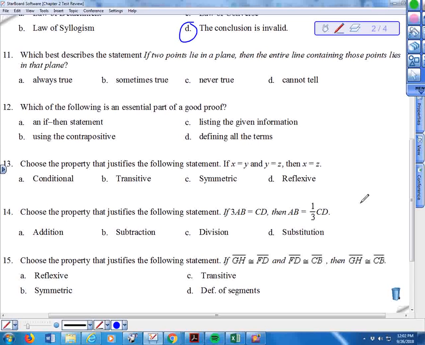Which of the following is an essential part of a good proof? Step 1. It's always step 1. Listing the given information.